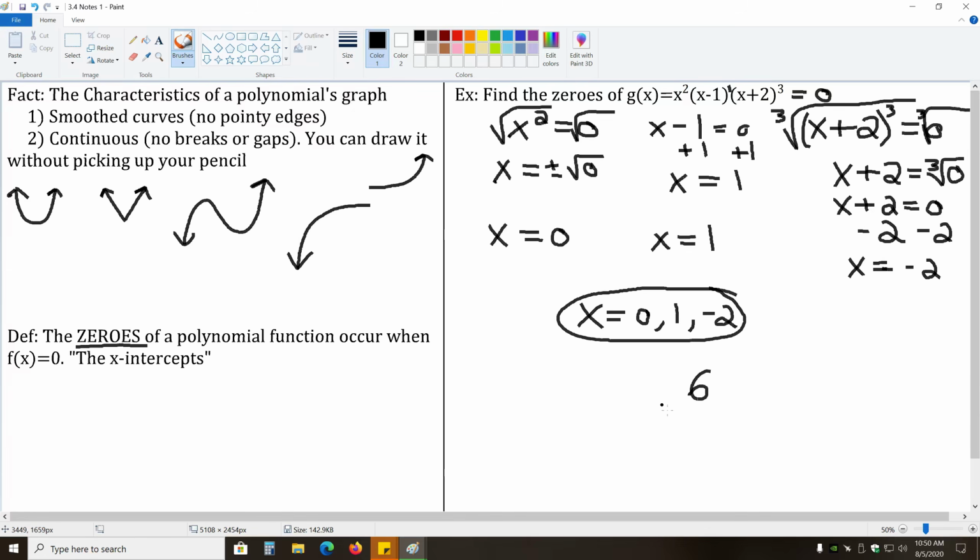So what would that tell us about the graph? It would tell us that the ends of the graph either both go up or they both go down. So this is very useful when we actually start graphing these and we want a complete graph.